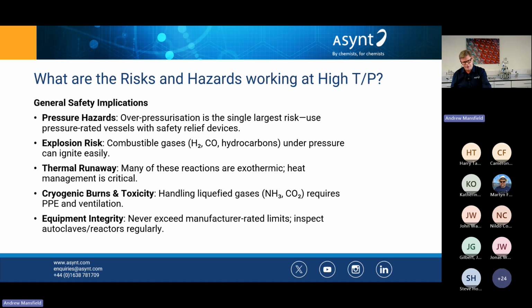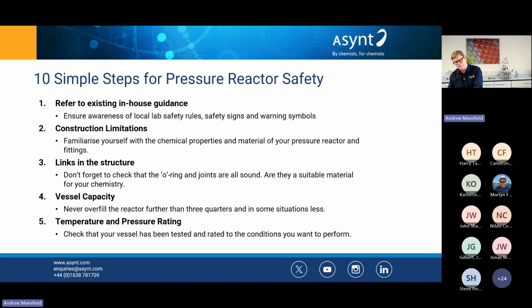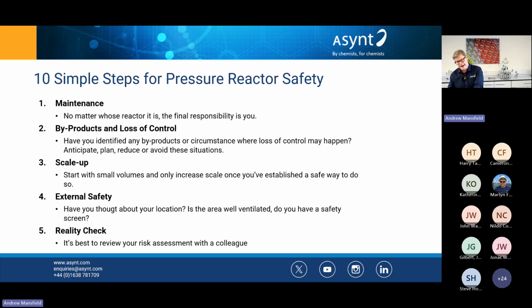But a while back, we wrote a small blog piece with some simple steps that we can carry out to help us run pressurized reactions safely. Now, these are all on the Asynt website, but I'll post a link when we send out the recording of this webinar. And they're pretty self-explanatory. But if you follow all of these, then your experience of running pressurized reactions should run smoothly.